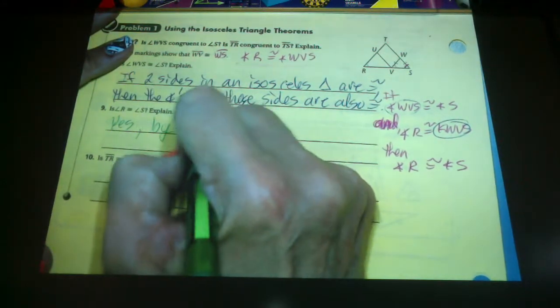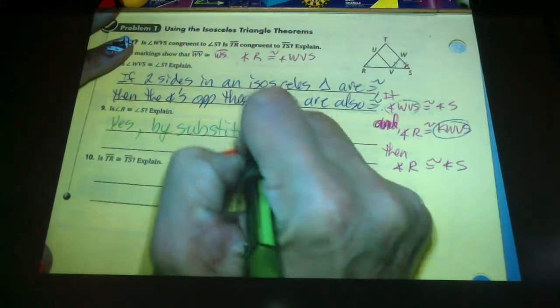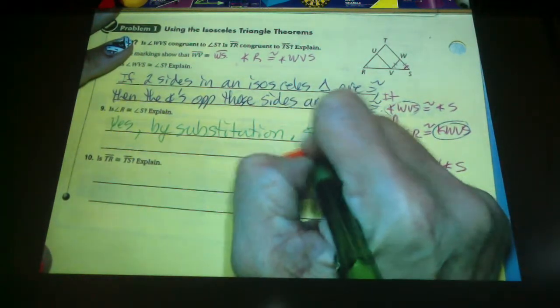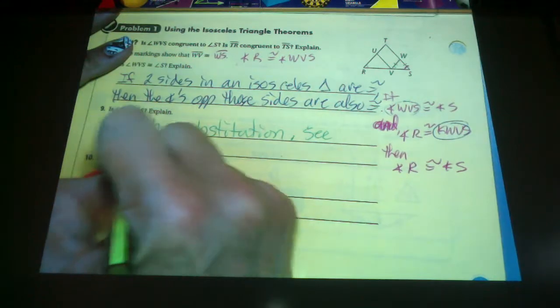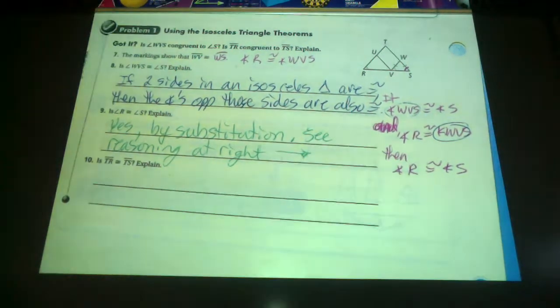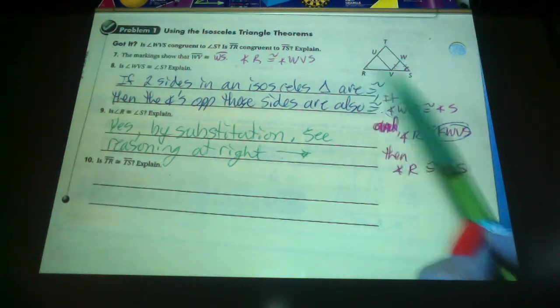By substitution. C, reasoning. Right. So our reasoning there in pink is how we came up with that. So then the question is, is TR congruent to TS?